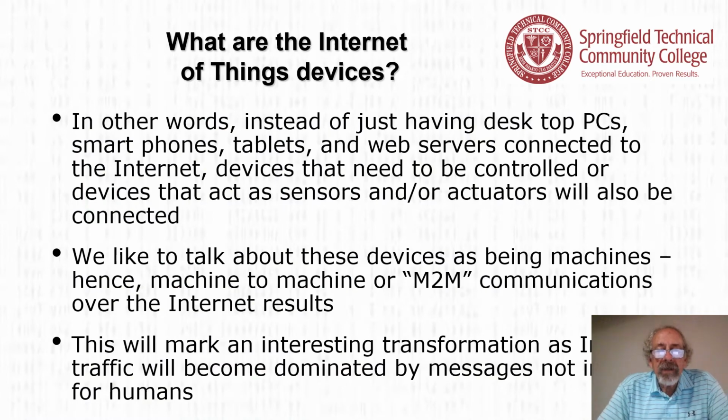So what are the Internet of Things devices? Well, in other words, instead of just having desktop PCs, smartphones, tablets, and web servers connected to the Internet, devices that need to be controlled or devices that act as sensors and or actuators will also be connected. We like to talk about these devices being machines. Simple machines possibly, but machines nevertheless. Hence, machine-to-machine or M2M communications over the Internet results.